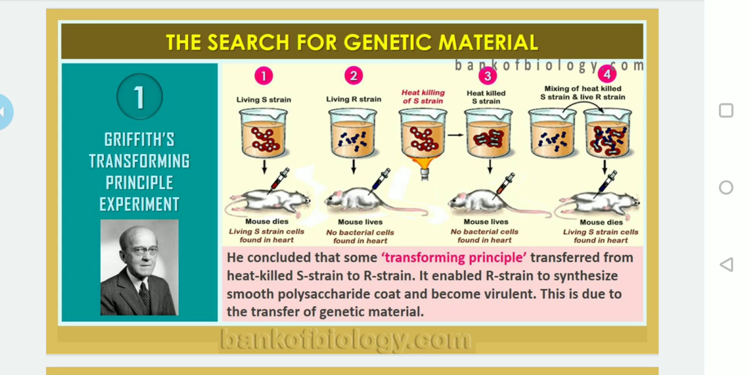Okay, so this is the drawback of the transforming principle given by Frederick Griffith. Remember, sometimes they will ask a question: what are the drawbacks of the transforming principle? Then you should write: the biochemical nature of the genetic material was not identified from the transforming principle experiment, because the question arises whether it is a protein, RNA or DNA. Okay, so this is about the first experiment with respect to the search for genetic material.